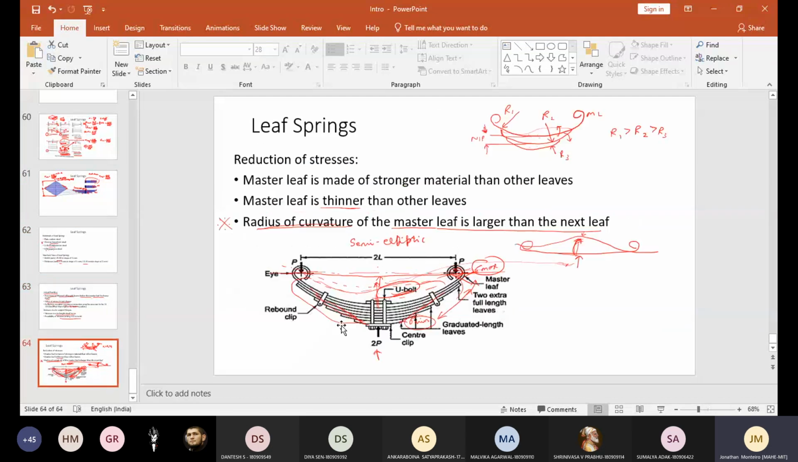So next class we will continue with what are the different stresses, how to equalize them. One, what we saw is R1, R2, R3 and so on, and we are trying to prove that really this is sigma max and this is sigma minimum. In other words, what is the difference between the stresses in the master leaf or full length leaves, and what is the difference between the graduated leaves. Okay, so this is a typical arrangement of a semi-elliptic spring. More on this we'll discuss in the next class.